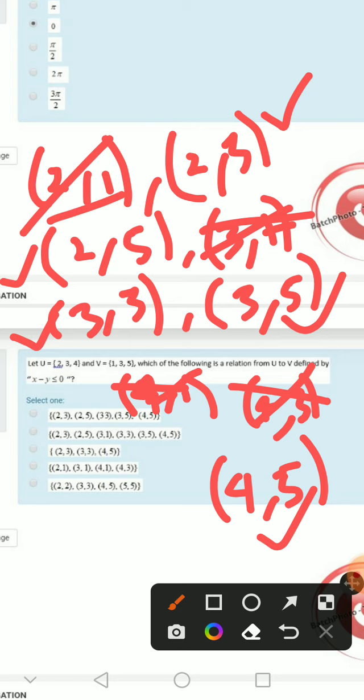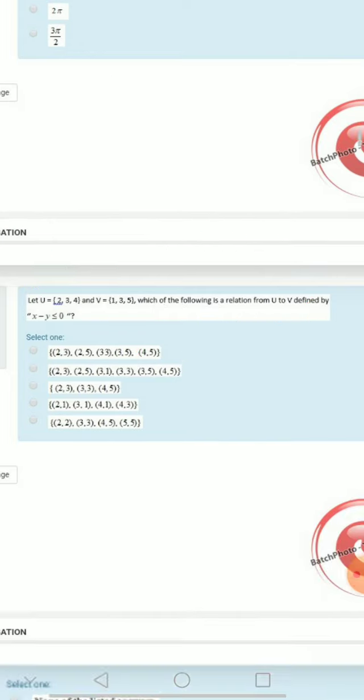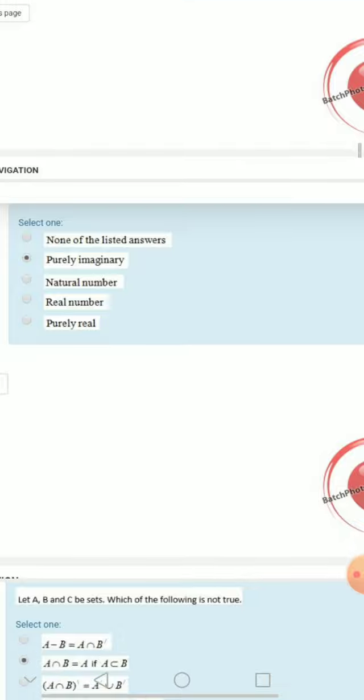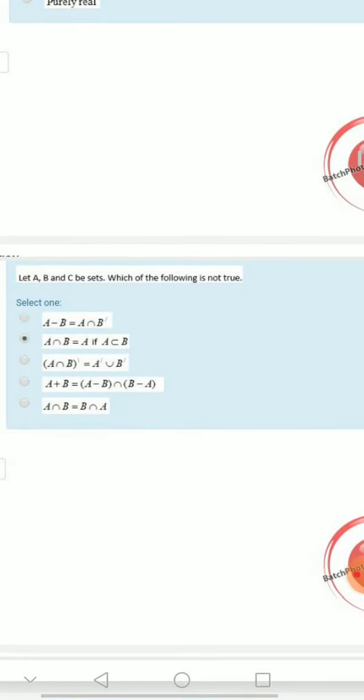He has to satisfy the condition that x minus y is equal to 0. Okay. Now the next one is, there's no question here, so we can answer this.